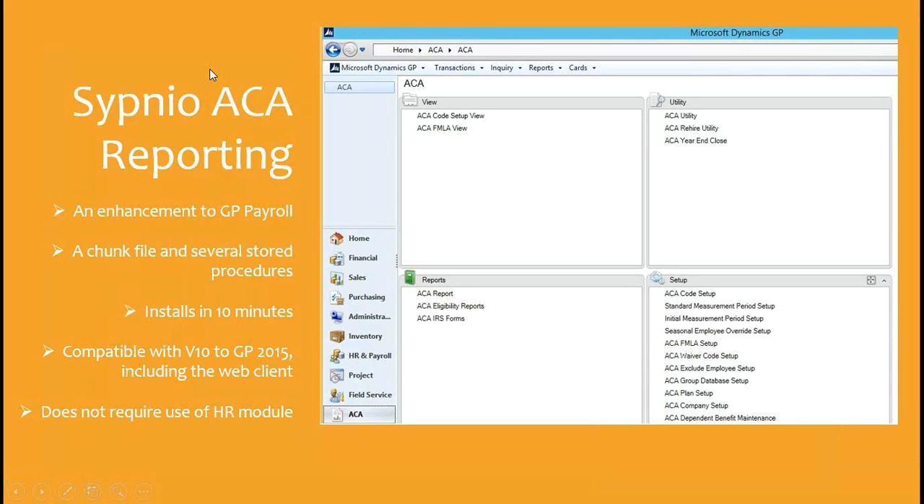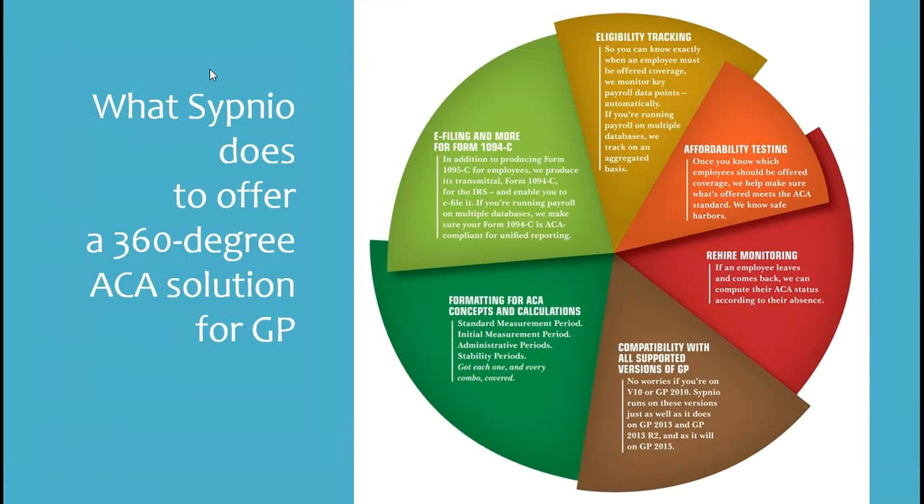So we do ACA reporting. When we looked at this system, we ended up looking at the requirements of it, and we do eligibility tracking, affordability testing, rehire monitoring. We're compatible with all versions of Great Plains. We actually have 2 customers still using version 10 of Great Plains for their payroll system. We consider ourselves the line that connects the dots for ACA reporting.